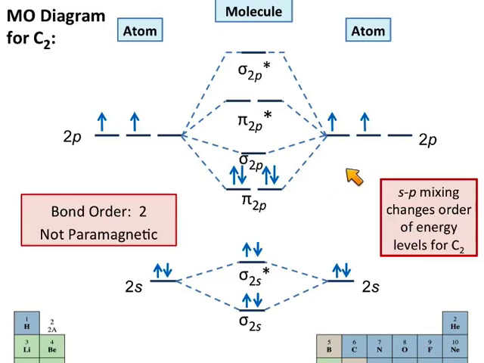So this is what it looks like for diatomic carbon when you make a molecular orbital diagram. I'm not going to go into the details of it because I've already described all the pieces. Here the bond order is 2, because you add all the bonding electrons together and you subtract the antibonding, and then divide by 2. It's not paramagnetic.